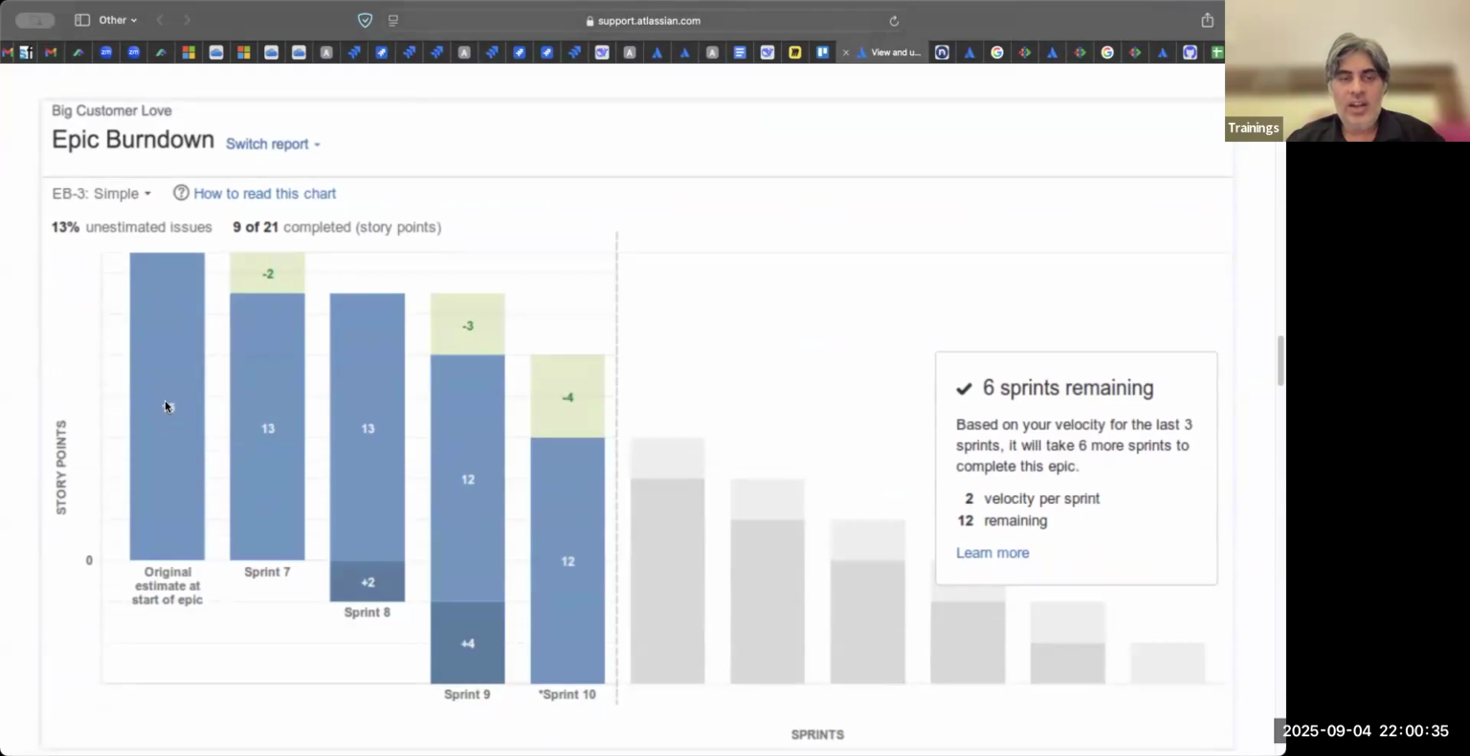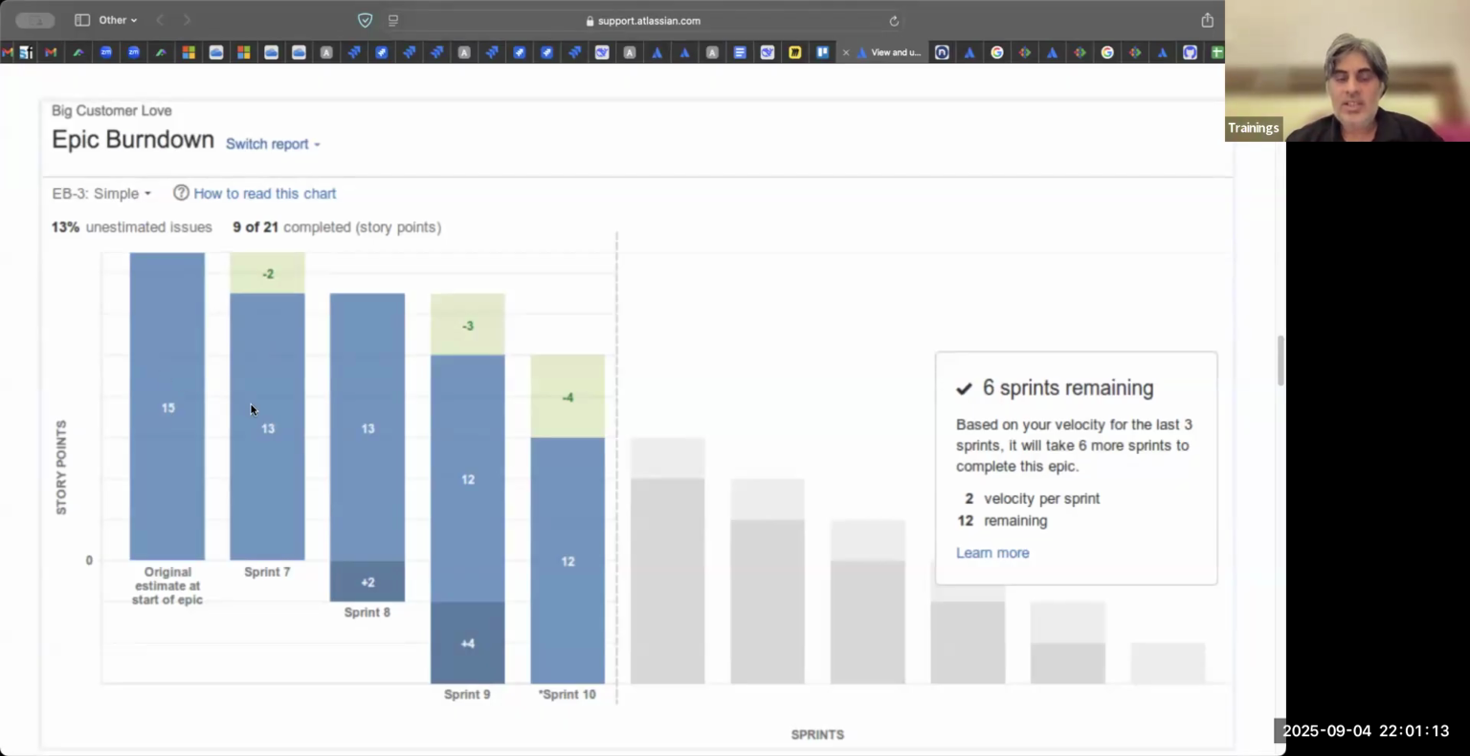So when they started this epic, they introduced it in sprint 6 and it had 15 points. Now in sprint 7, 1 story of 2 points was done. So that is why -2. Now how much work is pending in the epic? The epic burn down is a chart used to track how much work is pending in a particular epic, how much work is done and how much is pending. So we introduced this epic in sprint 6, and we had 15 points of stories in this epic.